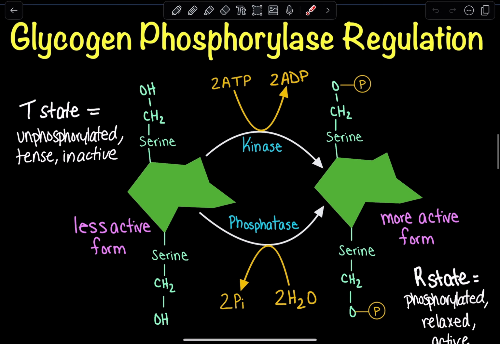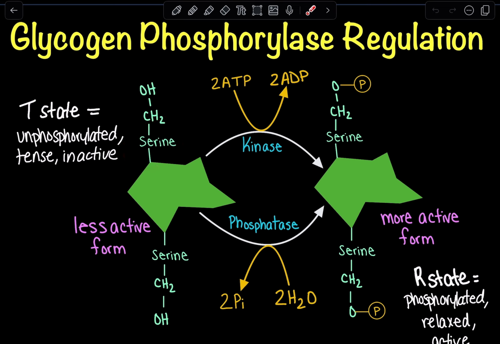So if we take a look at this enzyme, it exists in two different states. It can exist in an inactive or a relatively less active form, or it can exist in an active form. Now, the active form is going to be phosphorylated, whereas the inactive form is going to be dephosphorylated. Remember, glycogen phosphorylase is an enzyme. Enzymes are proteins. Proteins are made up of amino acids. Specifically, within our glycogen phosphorylase, we have a serine residue, and on the serine residue is where the phosphorylation is going to occur.